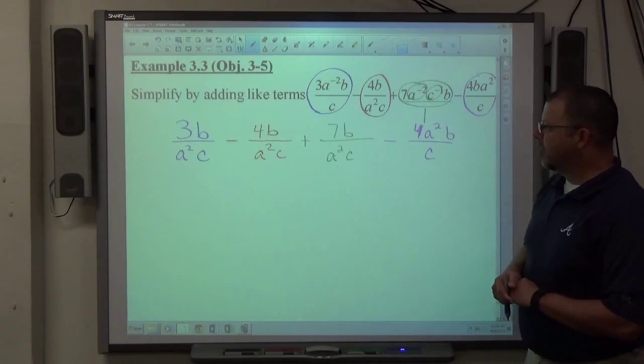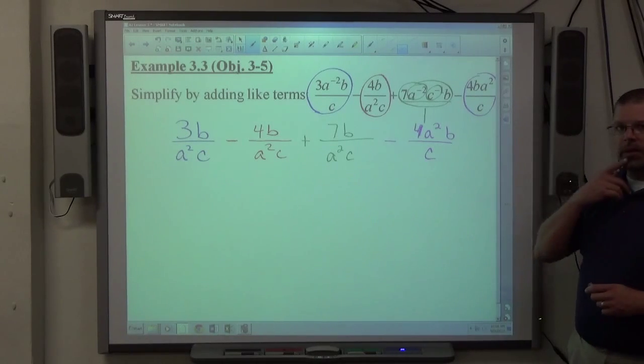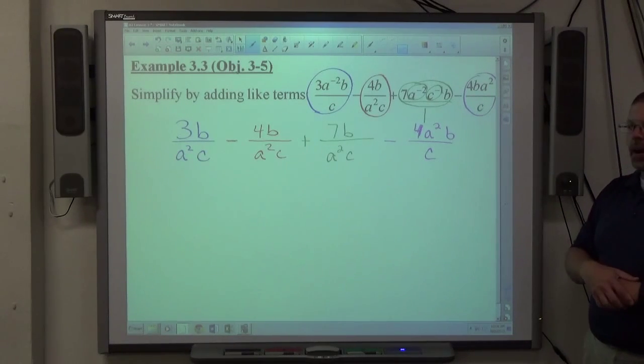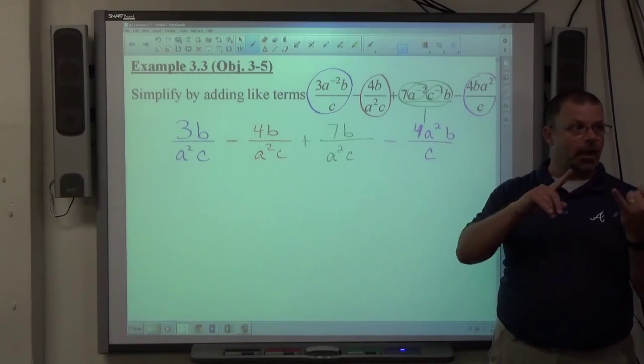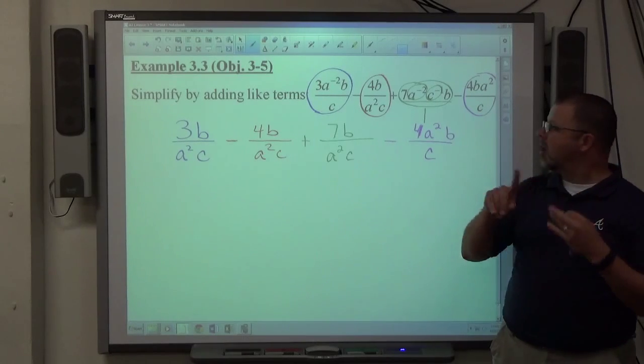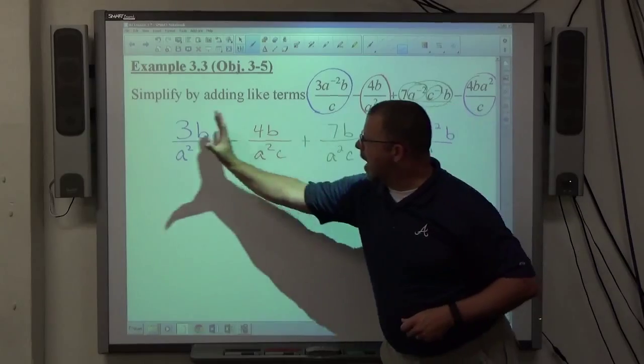Kaylin, are there any like terms in this? Yes, the first 3 are like terms. Very good. Let's go with Rachel. Why is the last one not a like term? Because a squared is on the top and the... Perfect. Okay. Everything here has a squared, b, and c, right? A to the second, b to the first, c to the first. But this a squared's in the wrong place. It's supposed to be on the bottom, it's on the top. So these 3 guys are like terms.